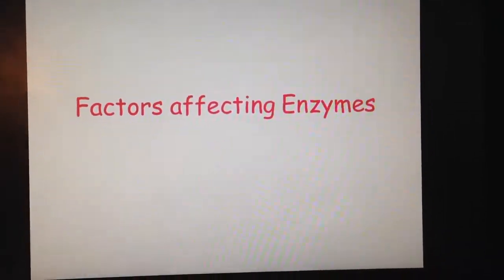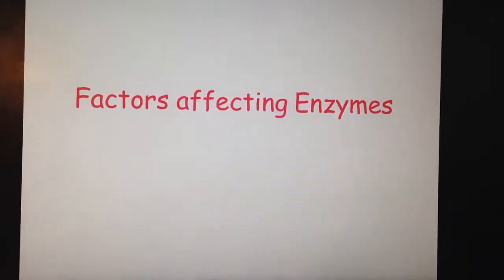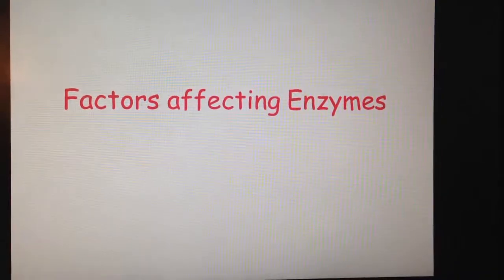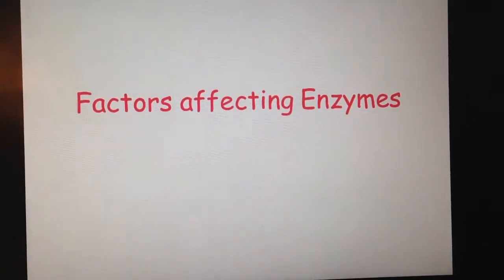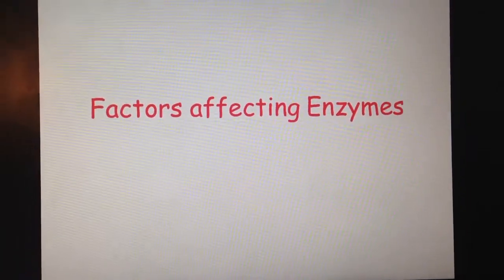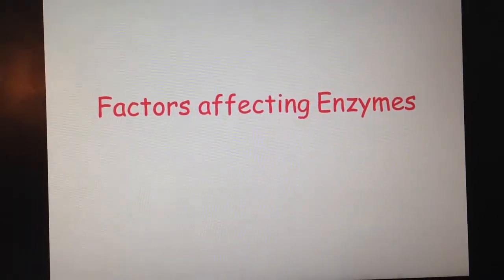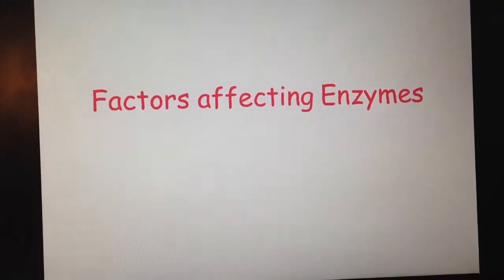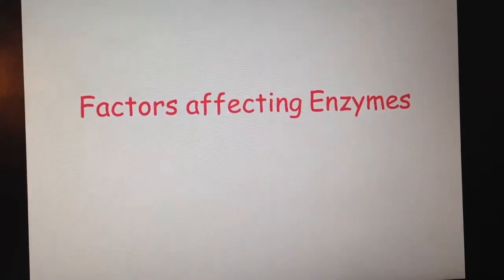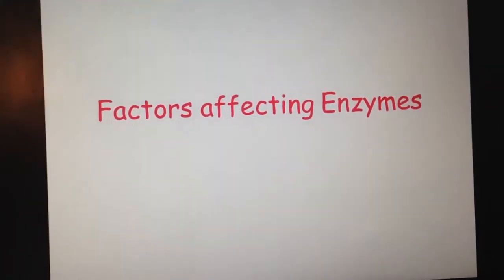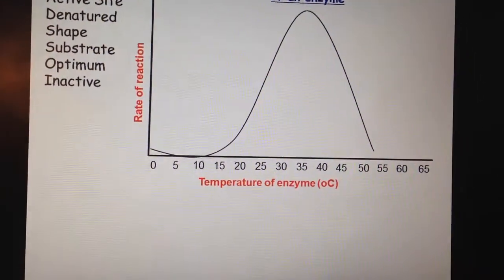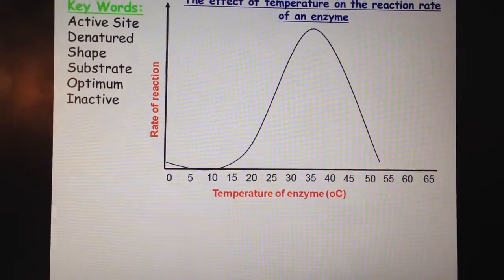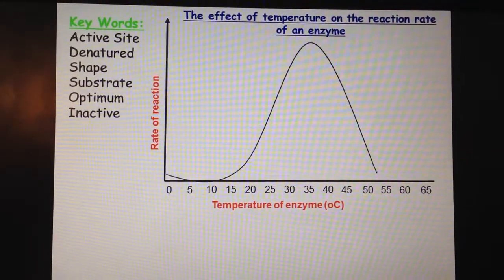Let's have a look at some of the factors which affect how well enzymes can do their job. Enzymes need the right conditions, such as temperature and pH, for them to work best, and these are called the optimum conditions. First of all, we'll have a look at temperature. Changing the temperature changes the rate of an enzyme's reaction.